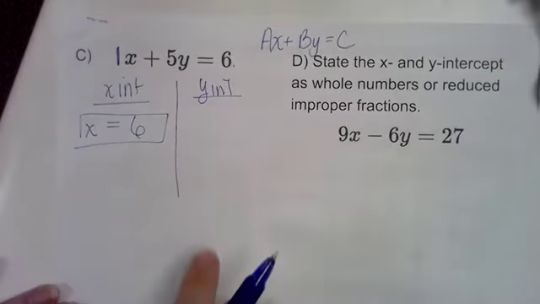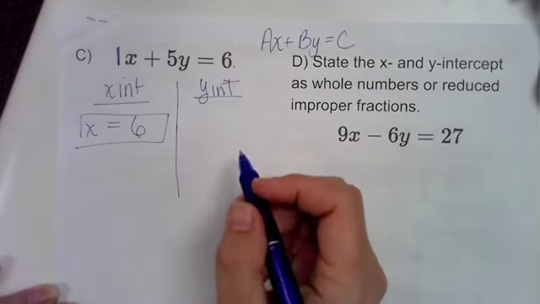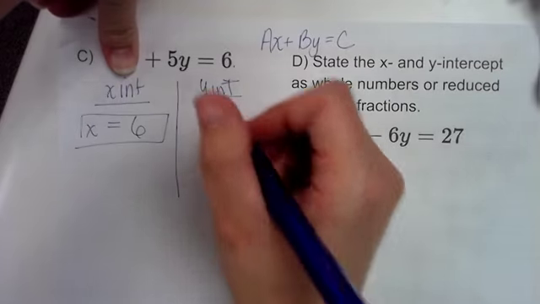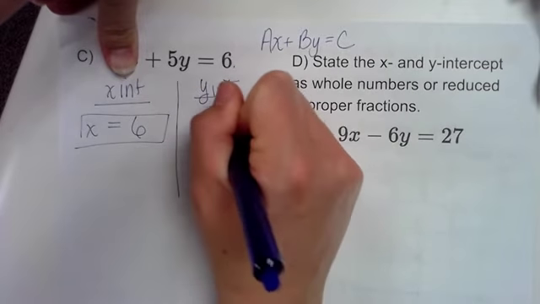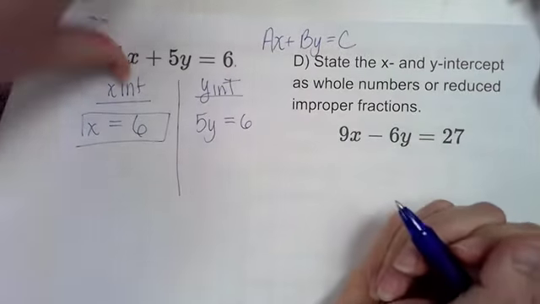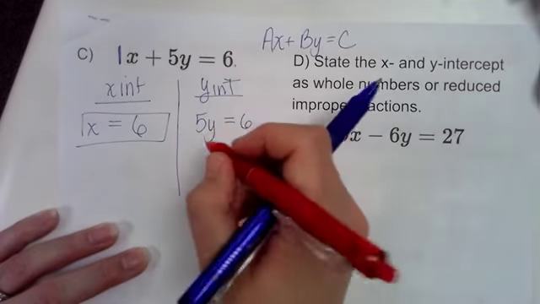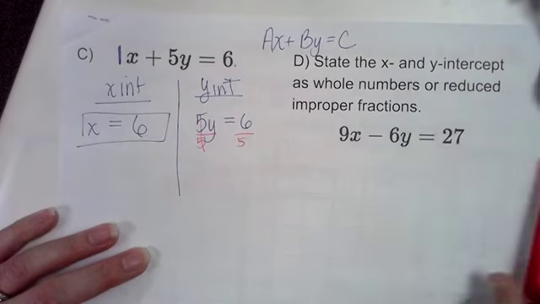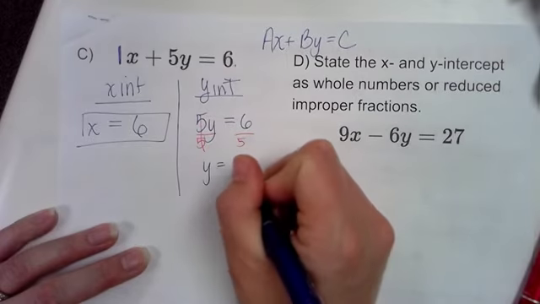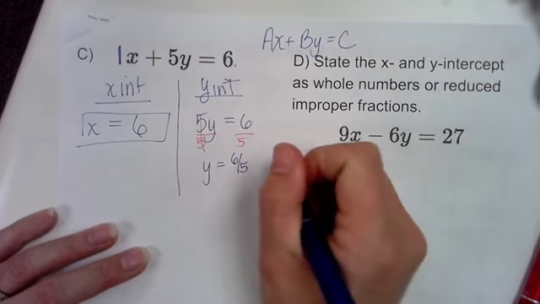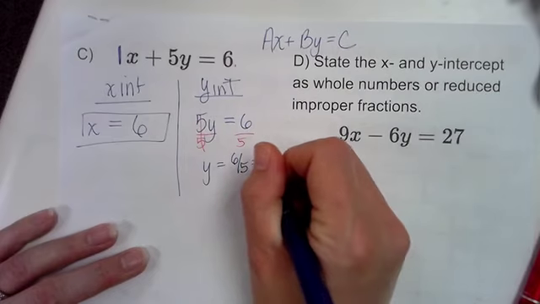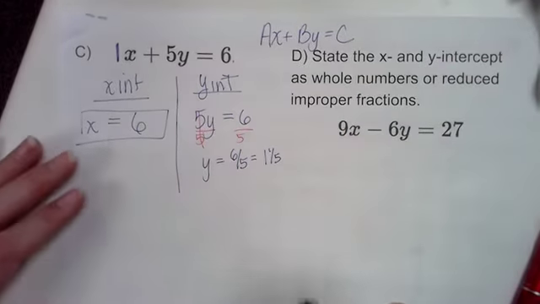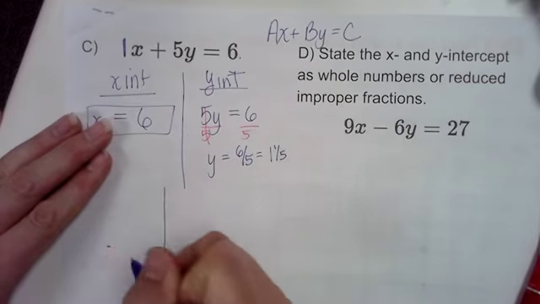Okay. So for the y-intercept, all I really have to do is cover the x. What's left? 5y equals 6. Now, what do we need to do? Divide by 5, divide by 5. So I get y equals 6/5, which is 1 1/5. I like mixed numbers for graphing's sake. It's a little easier to graph.